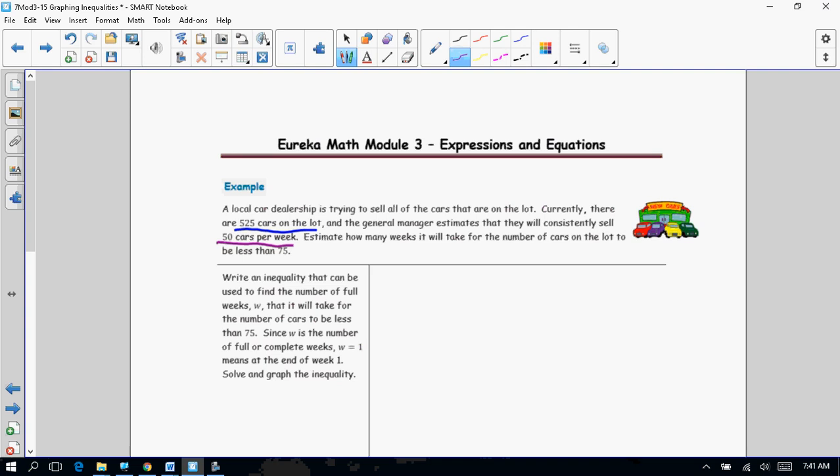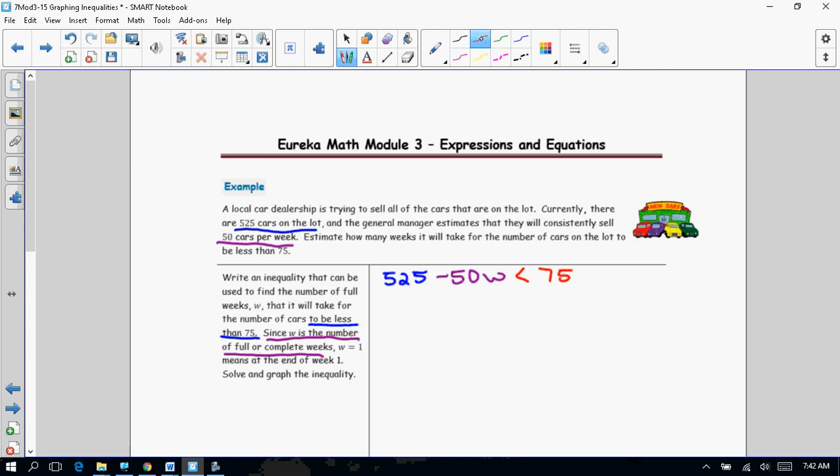Okay, so what we're going to do is use W for the number of weeks. W is the number of weeks that we're going to work with. And they want to know how long it's going to take to be less than 75. All right, well, we currently have 525 cars. And we're going to sell, which means they're being removed, 50 cars every week. And we want this answer to be less than 75. I want to know how long it's going to take to have fewer than 75 cars on the lot.